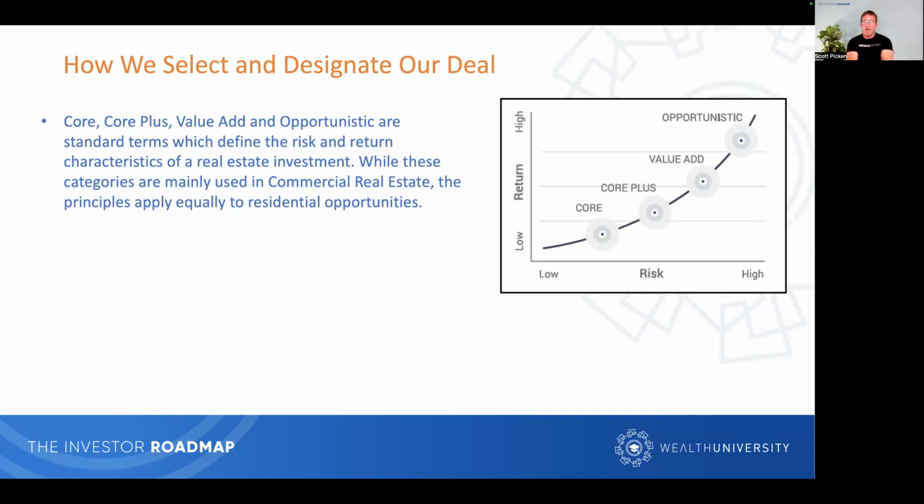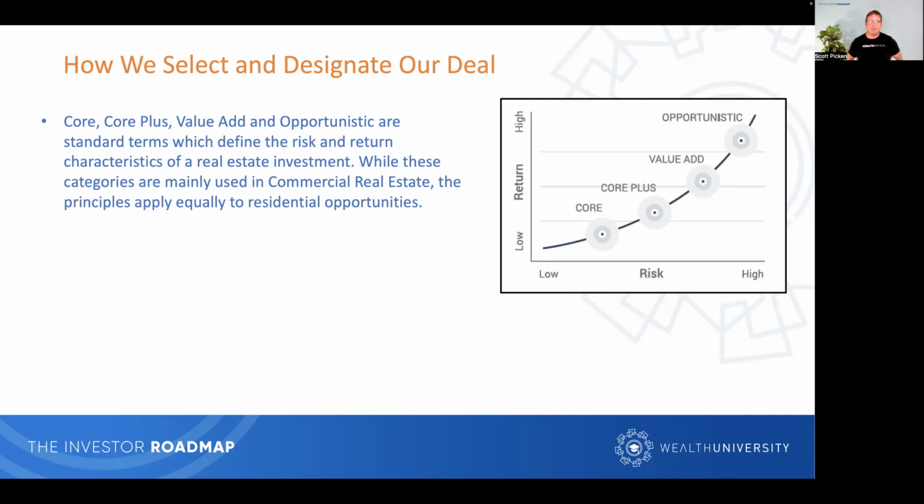How do we designate and select our deals? This is not our ranking; it's the way it's done around the world. You've got return on the left-hand side, low return to high return, and risk at the bottom, low risk to high risk. There are 4 categories: core, core plus, value add, and opportunistic. Core would be like a building in central London or central Manhattan with a government tenant and a 20-year lease. It's very low risk, where the institutional investors love to play. You're going to get low returns with low risk.